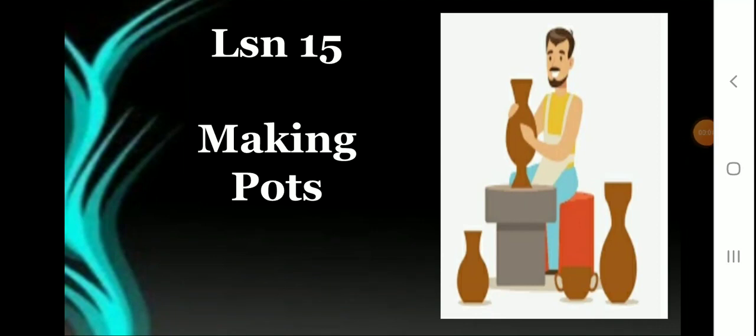Today we are going to start with the new lesson number 15, making pots. In this lesson, we are going to study what is soil, what are the different types of soil, why the soil is important, and a special kind of soil which is used for making pots.